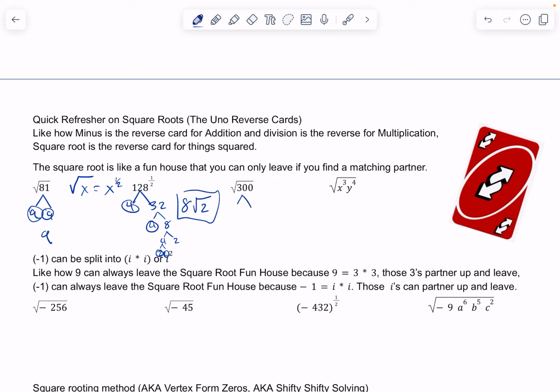The square root of 300, I can do 100 times 3, and I know that 100 is 10 and 10. These are my matching pairs that are going to go out, so I go with 10 square root of 3.